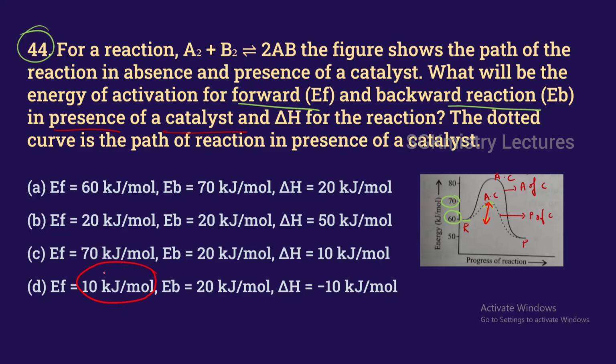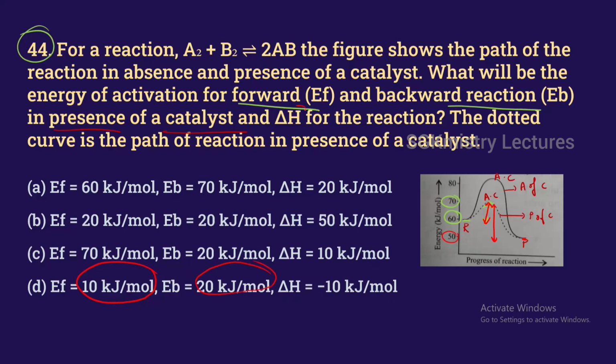Now, for backward reaction, what will be the activated complex? So backward reaction means from product to reactant. So product, what is the energy? 50. To form the activated complex, so what will be this difference? Activated complex energy is 70. So 70 minus 50 is 20. So for backward reaction, it will be 20 kilojoules per mole.